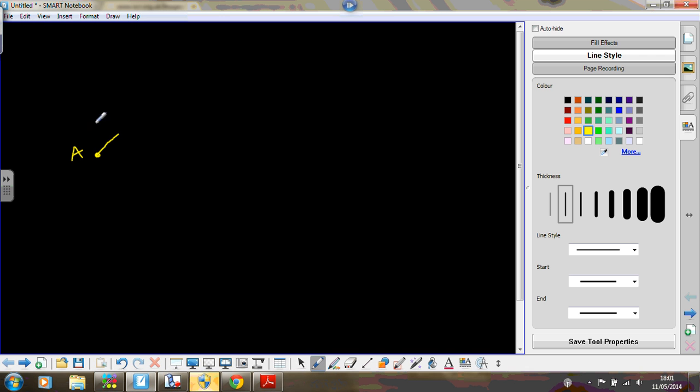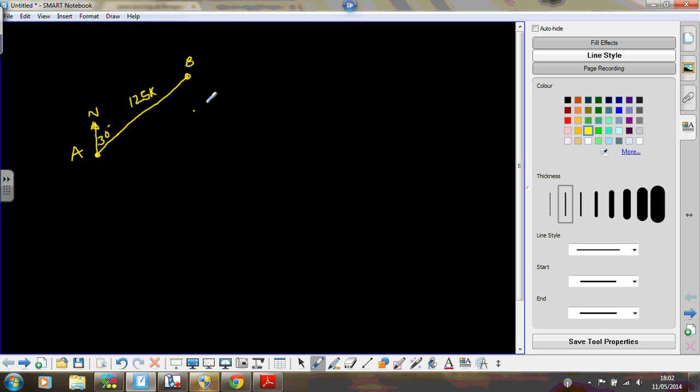So if we've got a bearing, we need to remember to draw on our north line. We don't actually need to know where north is. We're always going to take it straight up from A. And we're told that that bearing is 30 degrees. So that's measured clockwise from north to 30 degrees. So that's the 30 degrees there. And we're told that that's 125 kilometres to B. So that's 125 kilometres there.